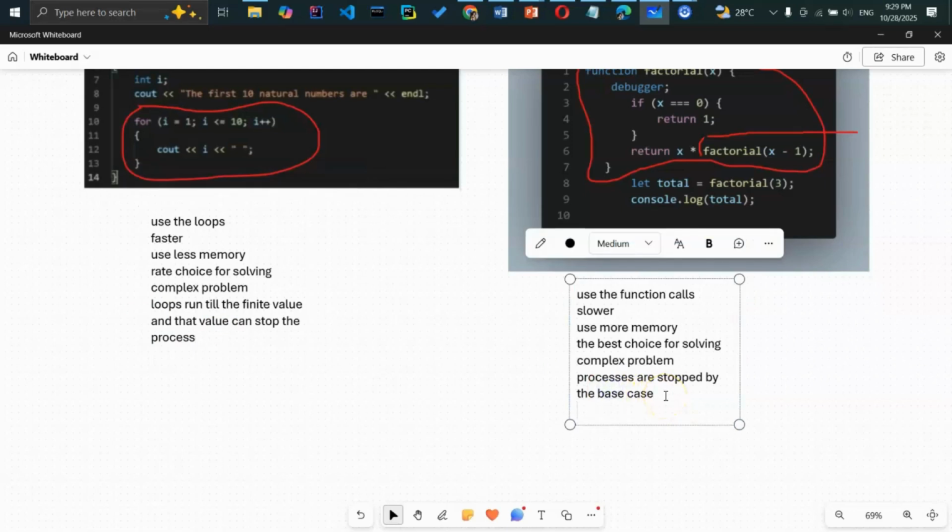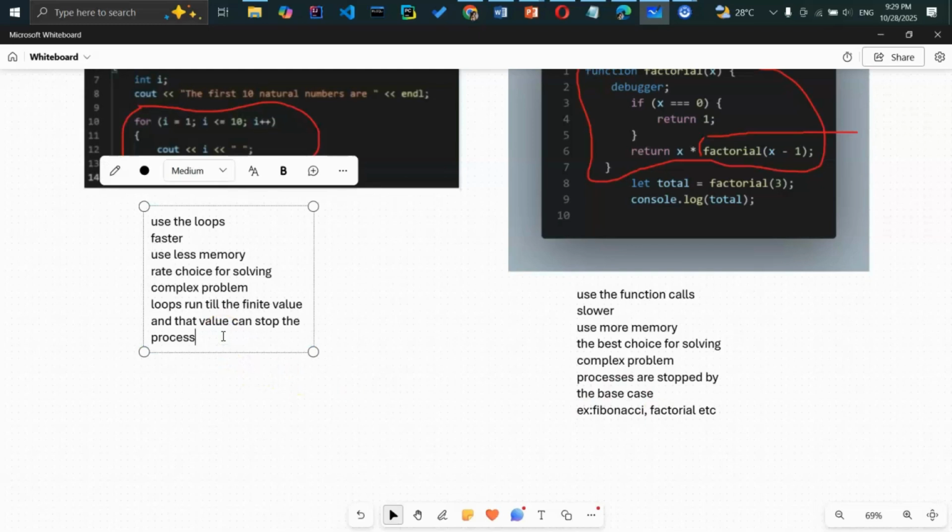What are the usages? We use recursion for Fibonacci, factorial, likewise, right? What are the usages of iteration? We use iteration for finding the average of a data series, as well as we can use it to create a multiplication table. Right.